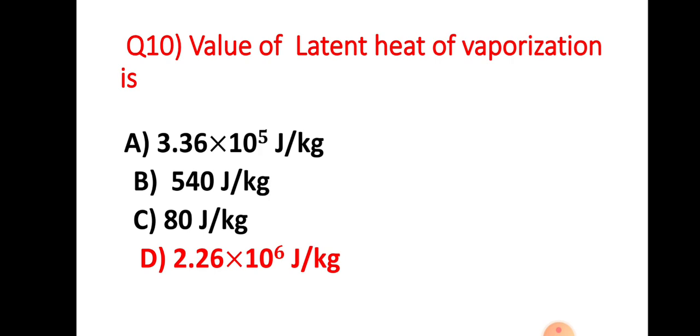This is in joule per kg, but if your question is asking to find in calorie per gram, the right answer is 540 calorie per gram, and in SI unit 2.26 into 10 to the power 6 joule per kg. This one, option choice B, is also right answer, but this unit is wrong here. So option choice D is the correct answer for question number 10.